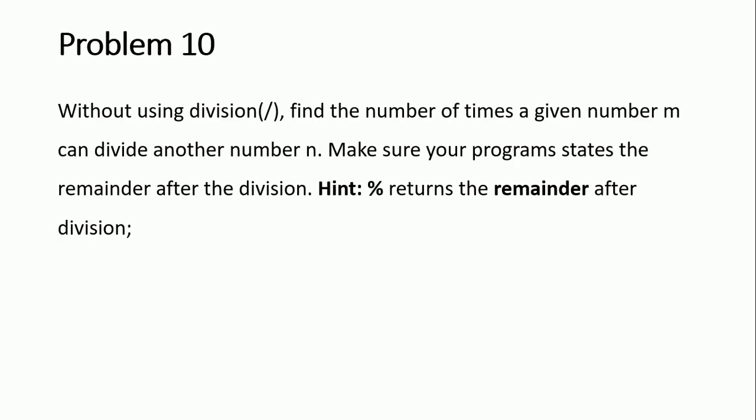So we have a question on the board saying, without using division, find the number of times a given number m can divide another number n. Make sure your program states the remainder left after the division. And they are giving you a hint that modulus returns the remainder after division. Well, taking a critical look at the question, we do not need the modulus symbol at all. We don't need it. So let's see how the whole thing goes.